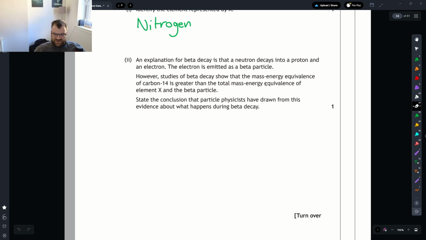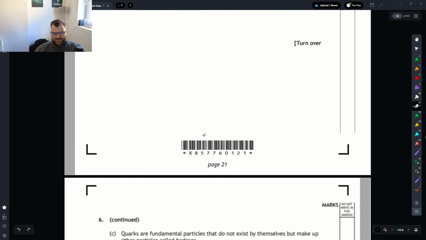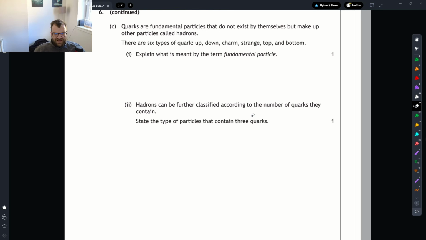Studies of this decay show that the mass energy equivalence is different. It's more in the carbon, so the original chemical, than the products. So there must be something else that's being made as well. That would be your extra particle that has been released, and that would be the neutrino. Something else has been made, possibly a neutrino.